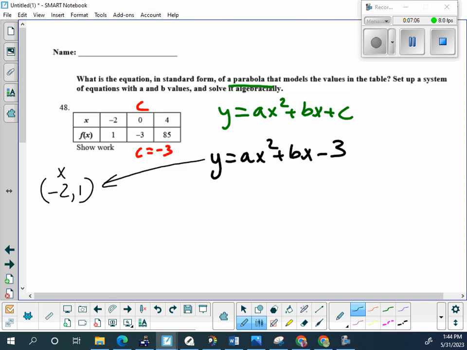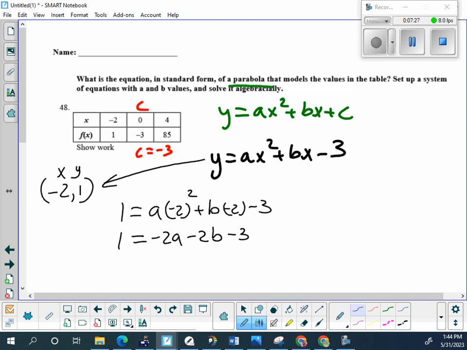These are x, y ordered pairs. So 1 equals a times x, which is negative 2 squared plus b times negative 2 minus 3. If I clean this up, I get 1 equals negative 2a minus 2b minus 3. I bring this 3 over by addition, and I get 4 equals negative 2a minus 2b. I'm pretty sure I did that right. I could have made a mistake. I did make a mistake.